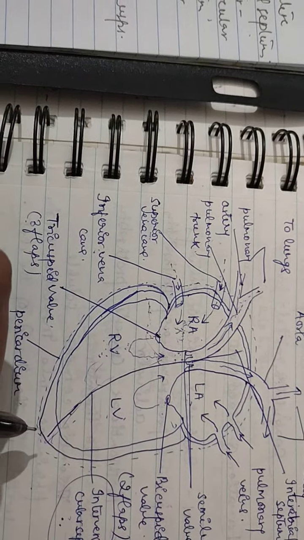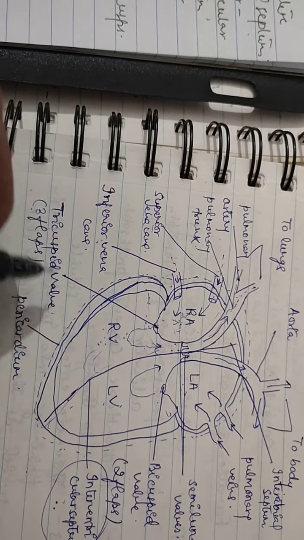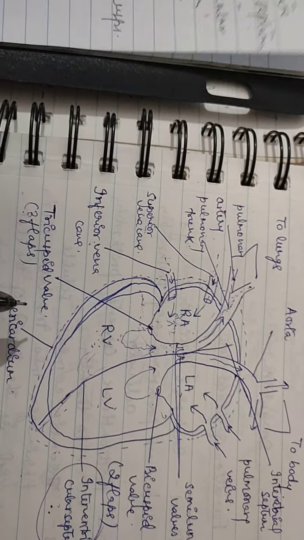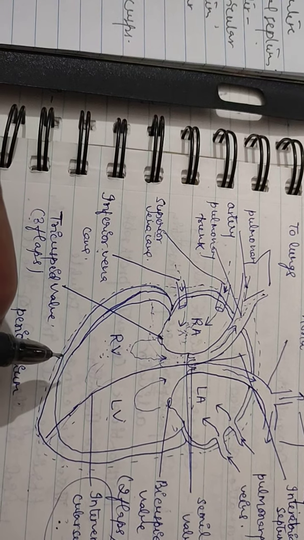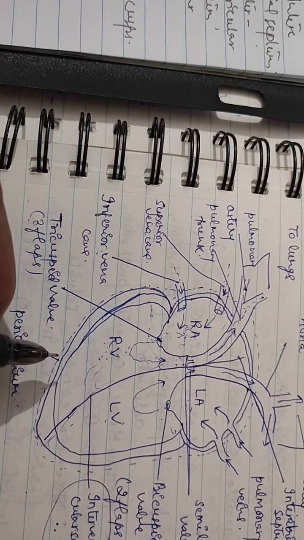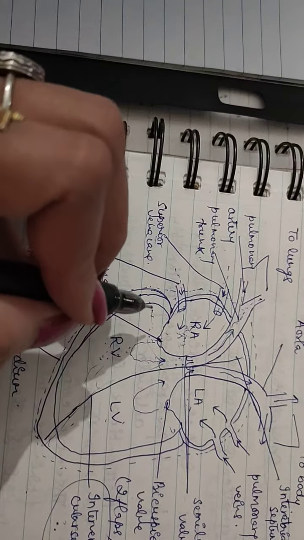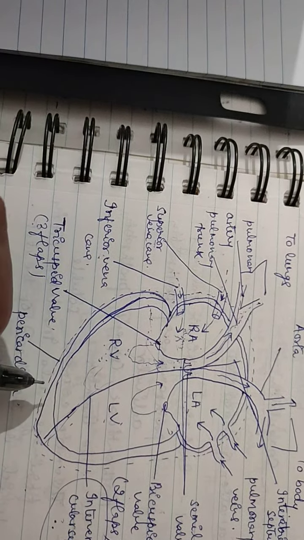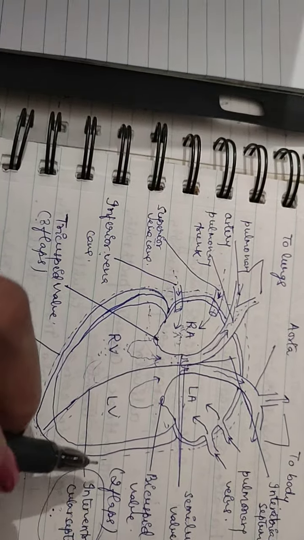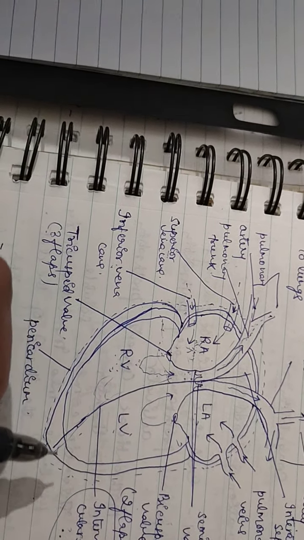So do you know the function of this valve? It prevents the backflow of blood, and also prevents the mixing of oxygenated and deoxygenated blood. That's why these valves are very important.